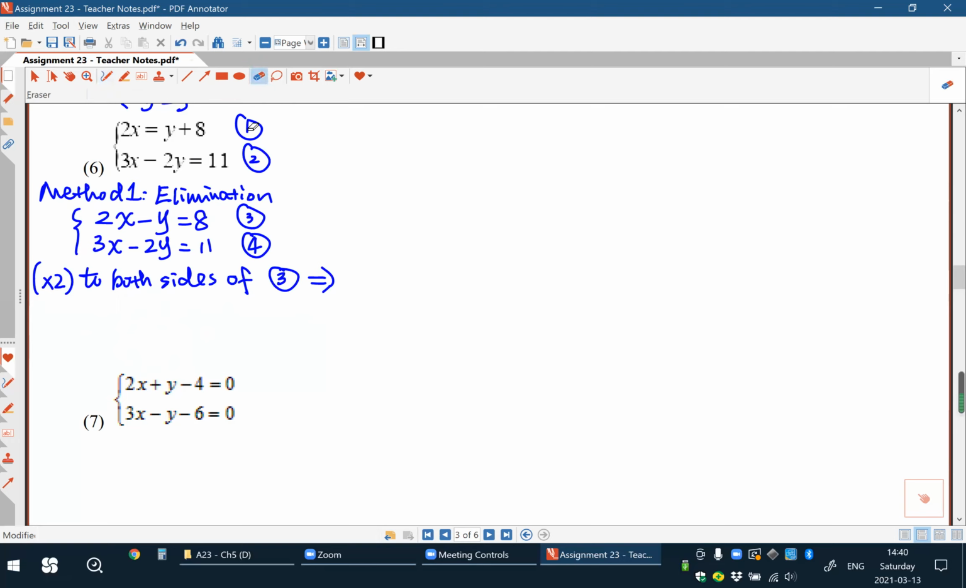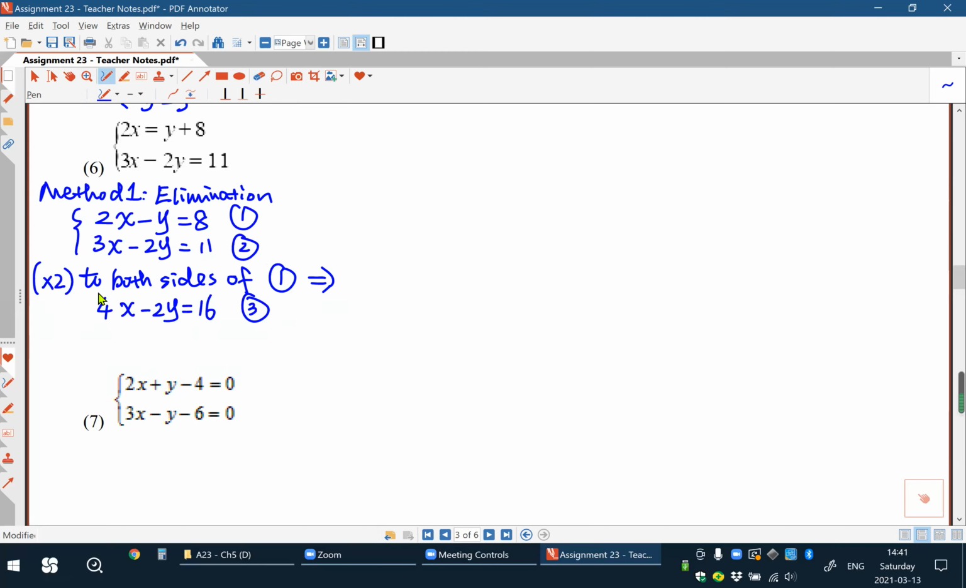Okay, actually, we don't need to label the original two equations. Let's label this with 1 and 2 to save some labels there. So times 2 to both sides of equation 1. This will give you 4x minus 2y equals 16. So let's call this number 3.